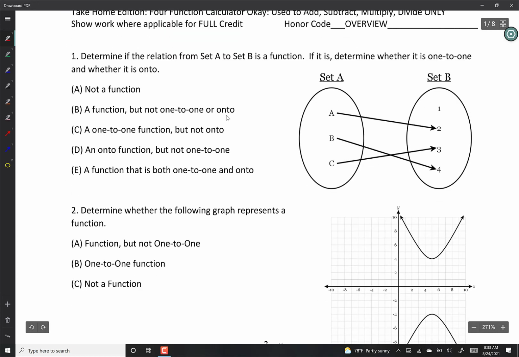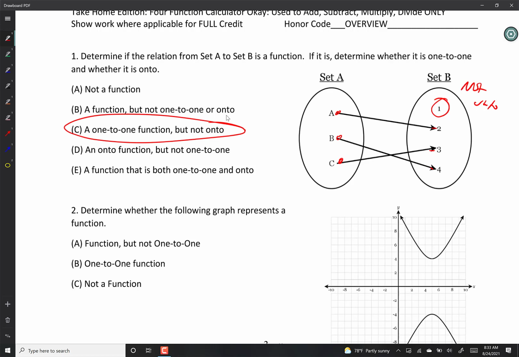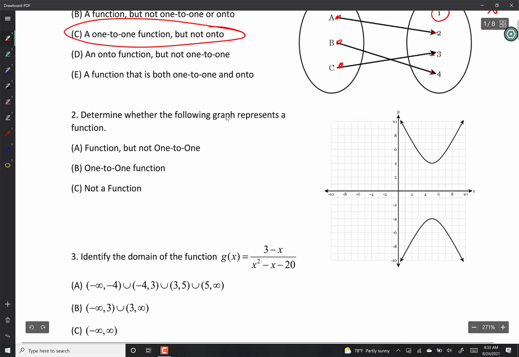We'll see. First question. Looks pretty straightforward. It says determine the relation from set A to set B as a function. And we look at every element of set A. One arrow is coming out of each element of set A. And I notice that there's an arrowhead on each element of set B except one. So what does that mean if there's one that does not have this? Yeah, it's not onto. But is it definitely one-to-one? Yeah, one-to-one function, but not onto. So letter C. Cool.